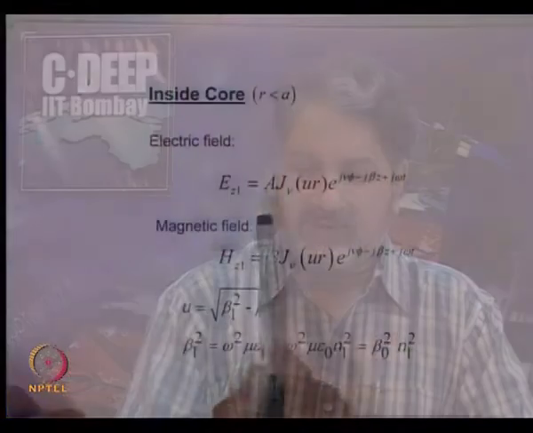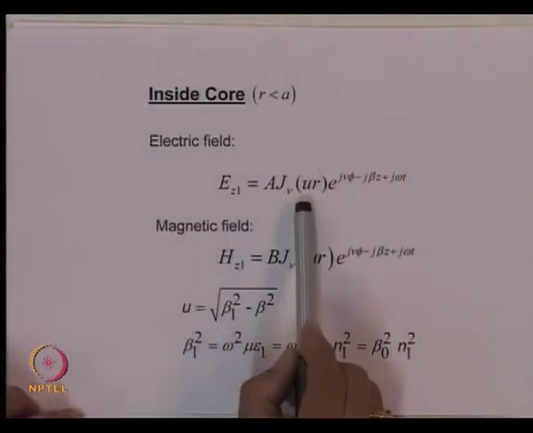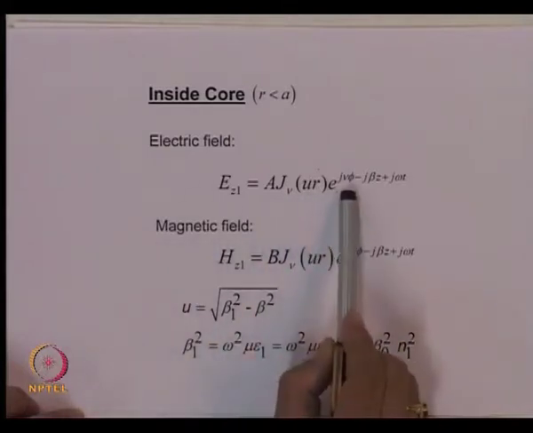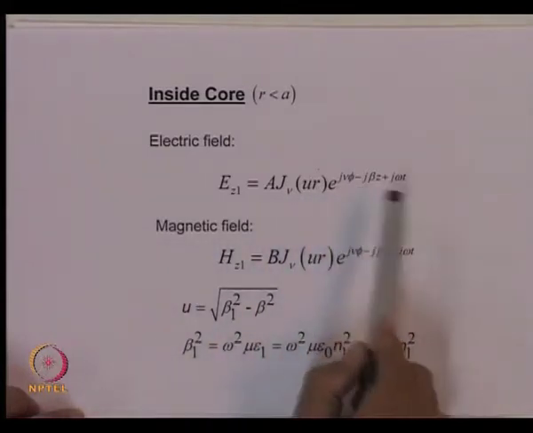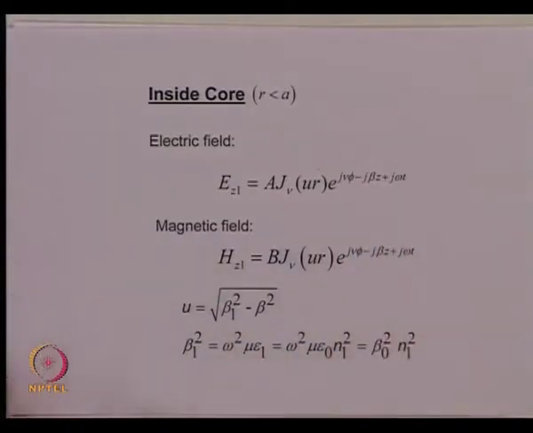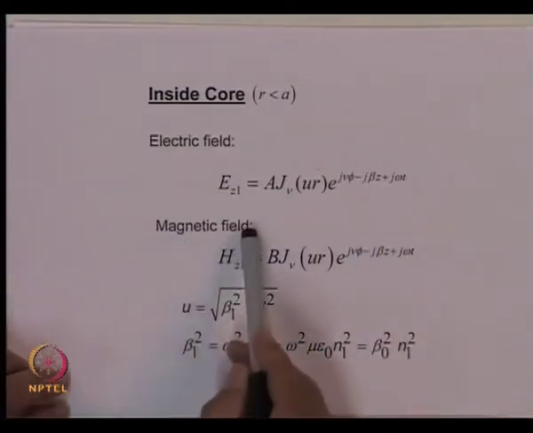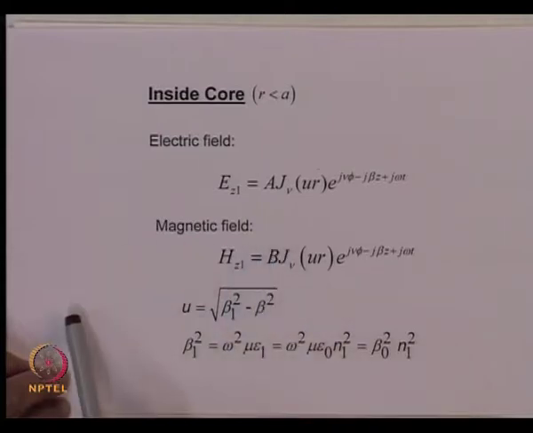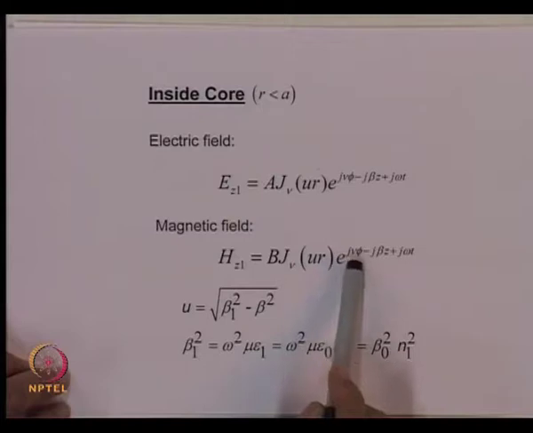So, with this understanding, we got the expressions for the longitudinal component of the electric and magnetic field inside the core, which is given as A J_nu(u r) e^(j nu phi - j beta z + j omega t). Similarly, the magnetic field is given by some other arbitrary constant B, with the same variation, J_nu(u r) e^(j nu phi - j beta z + j omega t).